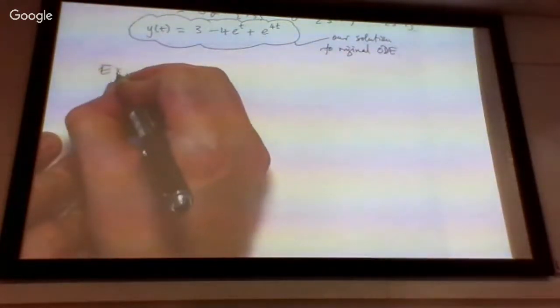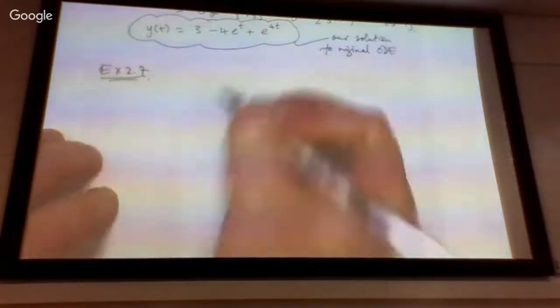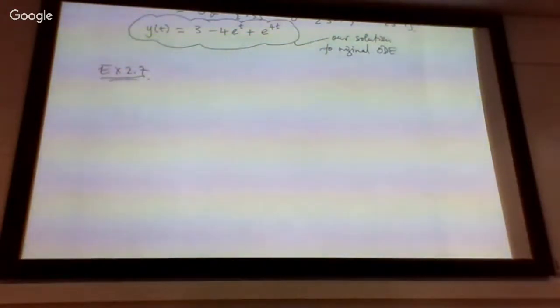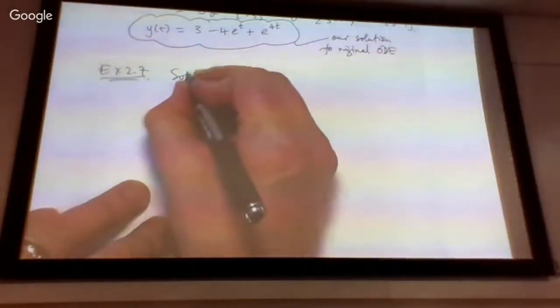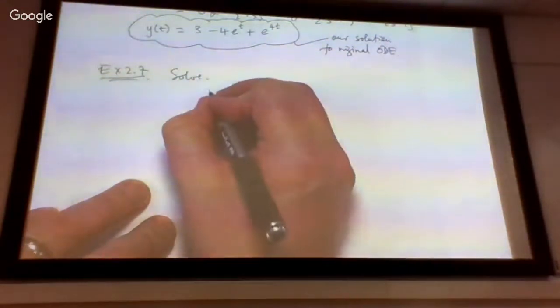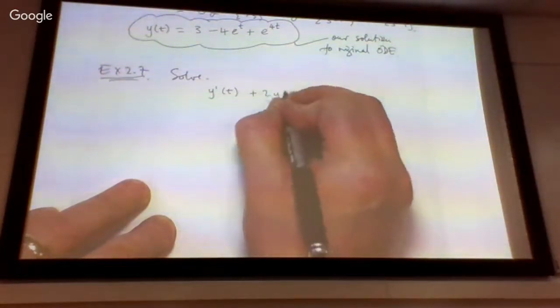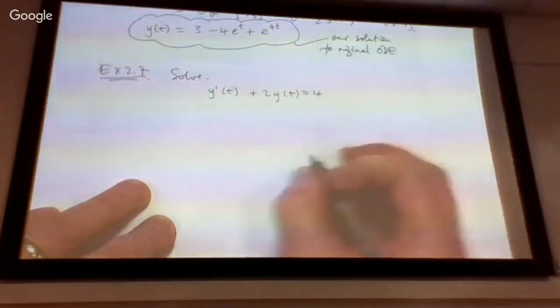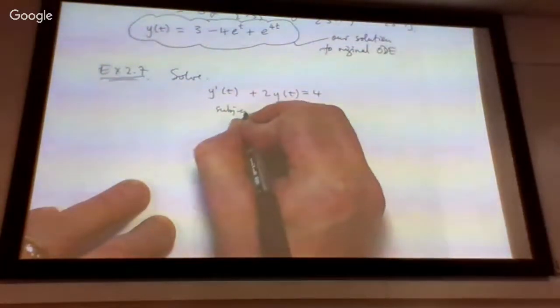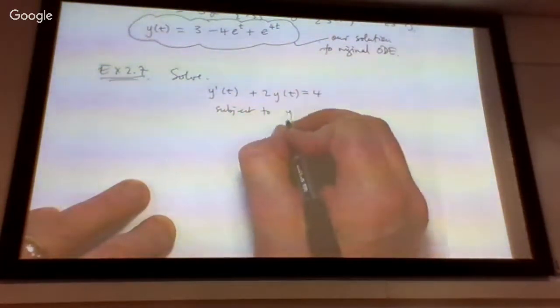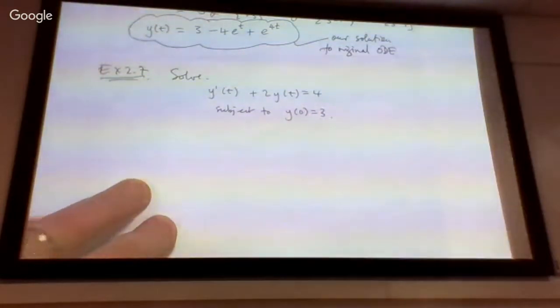Example 2.7. Okay, so you can see it's slightly shorter because it's a lower order ODE. So here we're solving y prime of t plus 2 y of t plus 4, subject to y of 0 is 3.